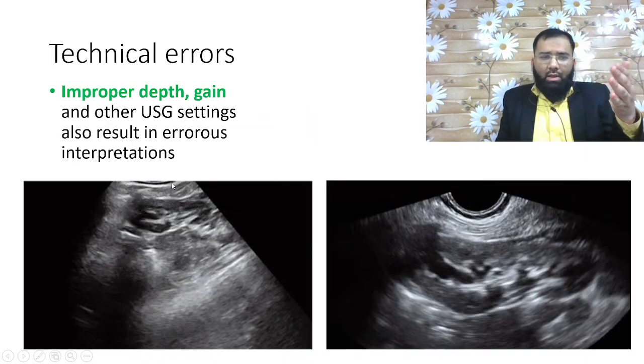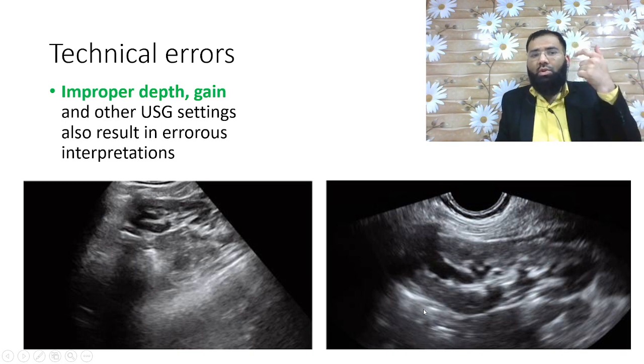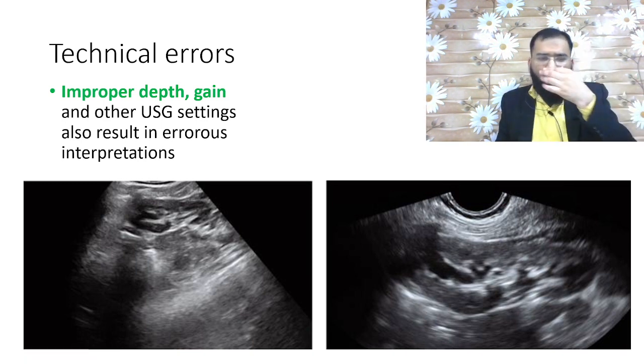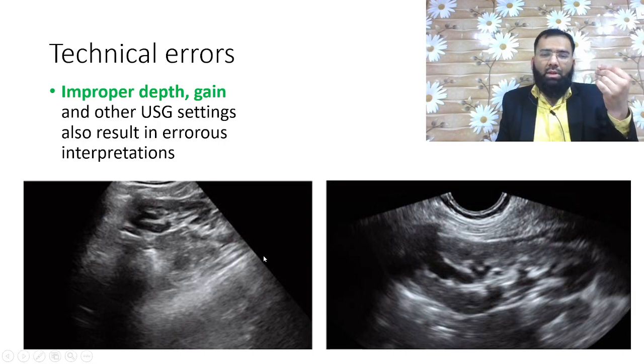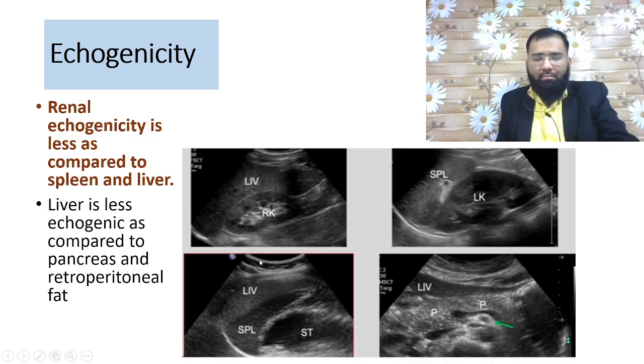Similarly, sometimes, now look at this scan. We want to examine this kidney, but the depth is improper. We don't want all these gases to be there. Okay, so you have to keep it at the proper depth. So very important, you need a proper depth, you need proper gain, and if you do not put proper gain or proper depth, you won't be able to interpret it correctly.